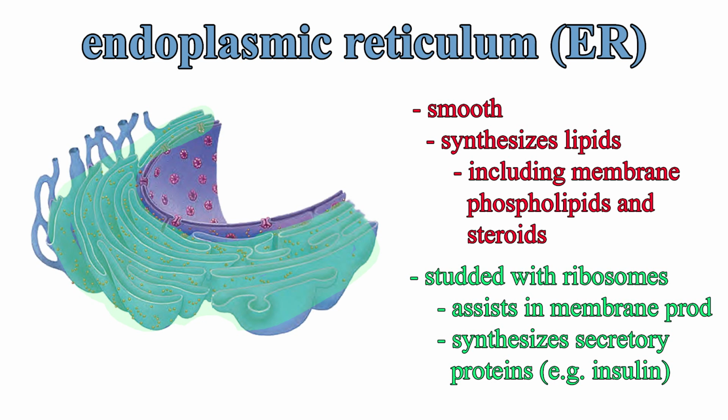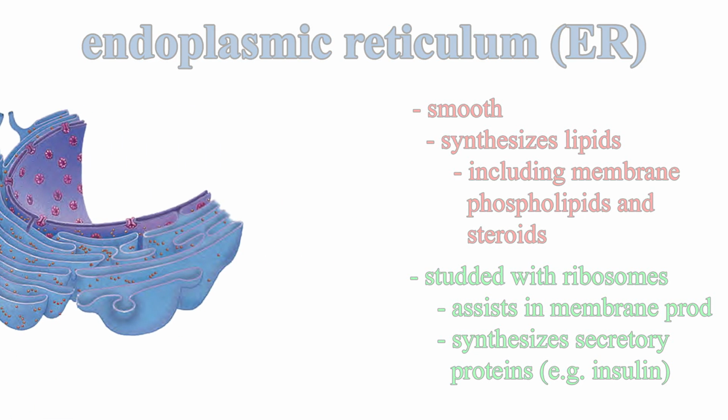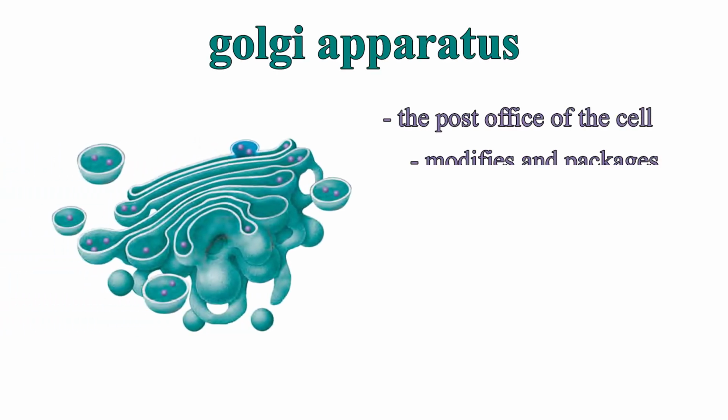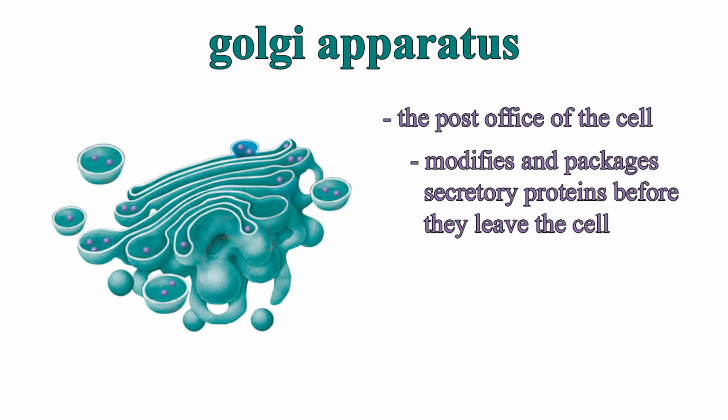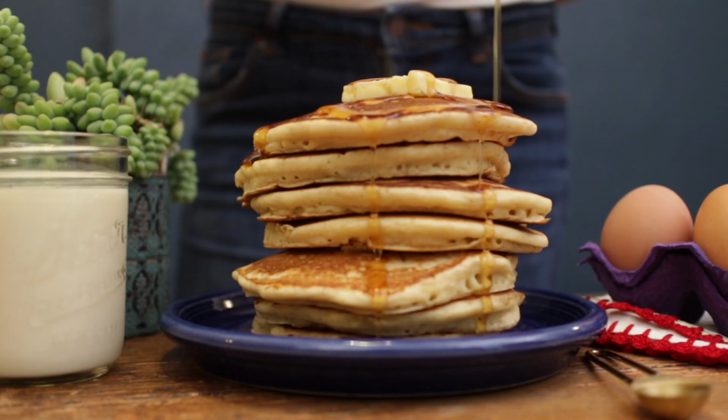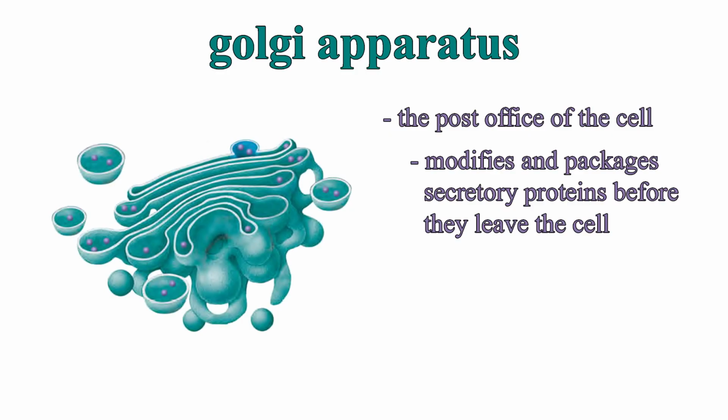To transport secreted proteins out of the cell, a sac of membrane called a transport vesicle carries it into the Golgi apparatus. The Golgi apparatus modifies and packages secretory proteins before their secretion out of the cell. Its structure is similar to that of a stack of pancakes, except each pancake is a flattened membranous sac.